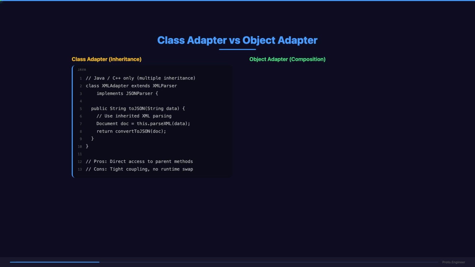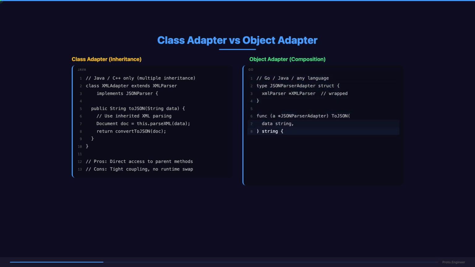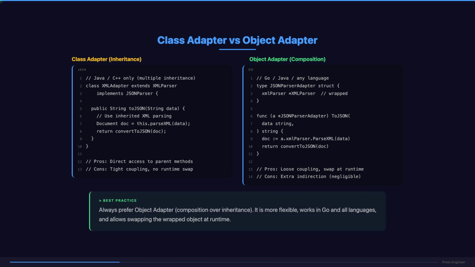Object adapter uses composition. The adapter holds a reference to the adaptee and delegates calls to it. This is the preferred approach for several reasons. First, it works in every language, including Go, which has no inheritance at all. Second, it is more flexible because you can swap the wrapped object at runtime. Third, it follows the composition over inheritance principle. The adapter wraps the adaptee, translates method calls, and returns results in the format the client expects. In Go, you define your target interface, create an adapter struct with the adaptee as a field, and implement the interface methods by delegating to the adaptee.